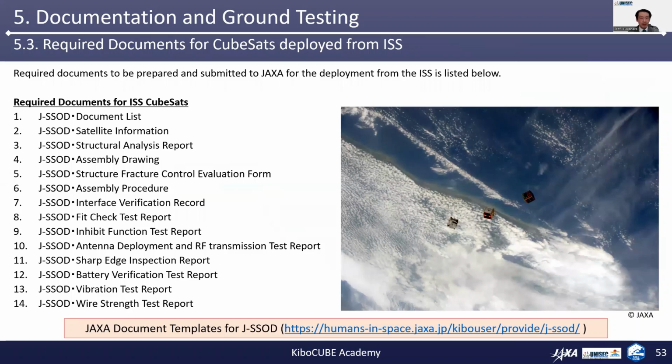So in this slide, I have listed the required documents to be prepared and submitted to JAXA for CubeSat deployment from the International Space Station. There are some other documents as well. The templates of these documents are available at the link described below. So please refer to them at your earliest convenience.